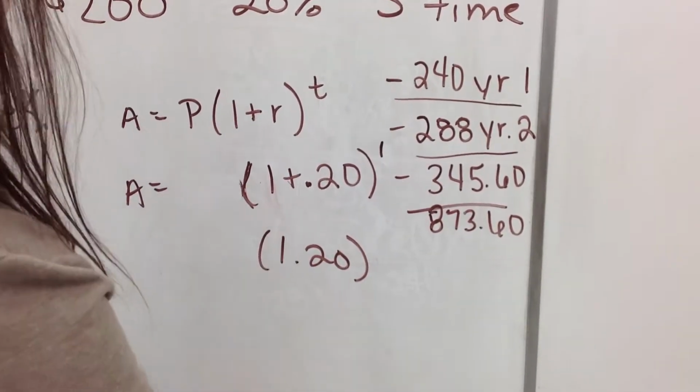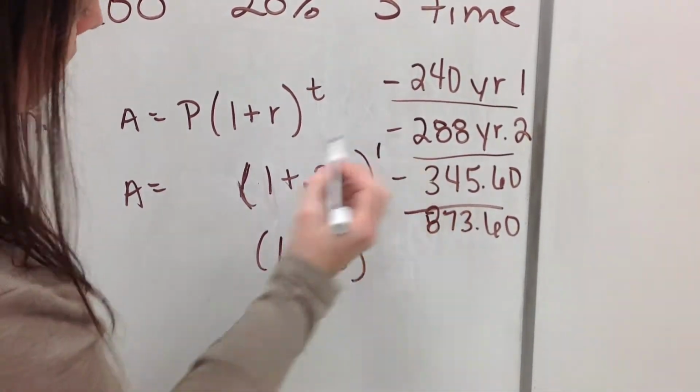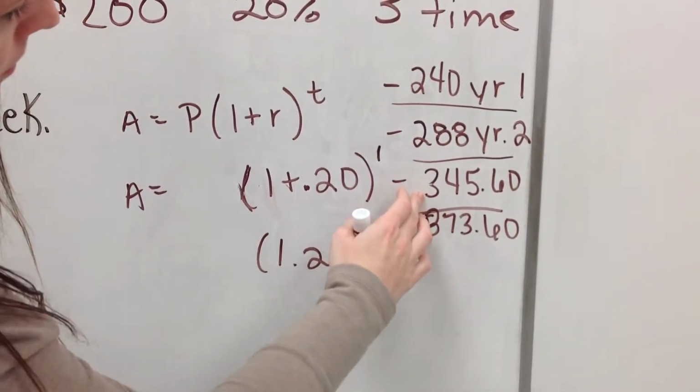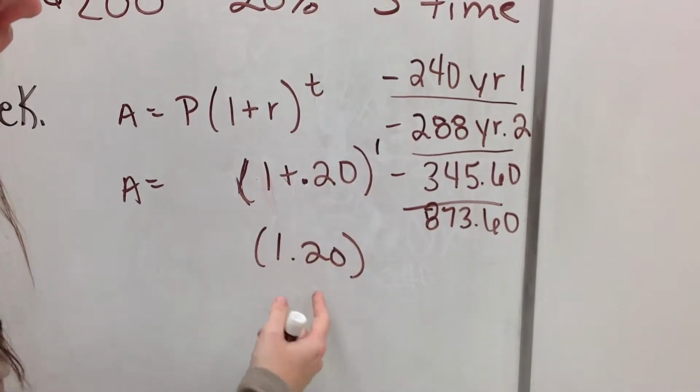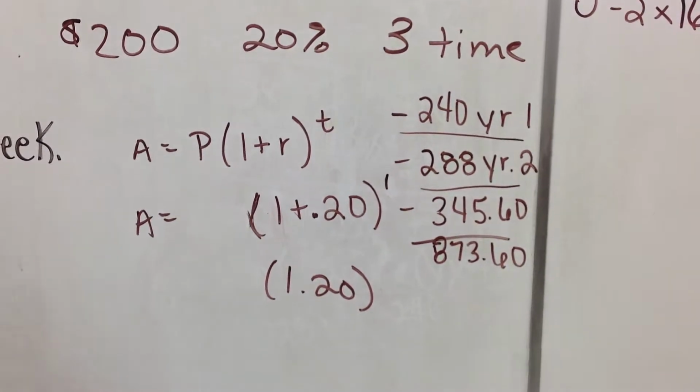To figure out what your balance is, you're essentially just taking 288 times 1.20. That gives you a total of 345.60. So that's how much she earned in the third year.